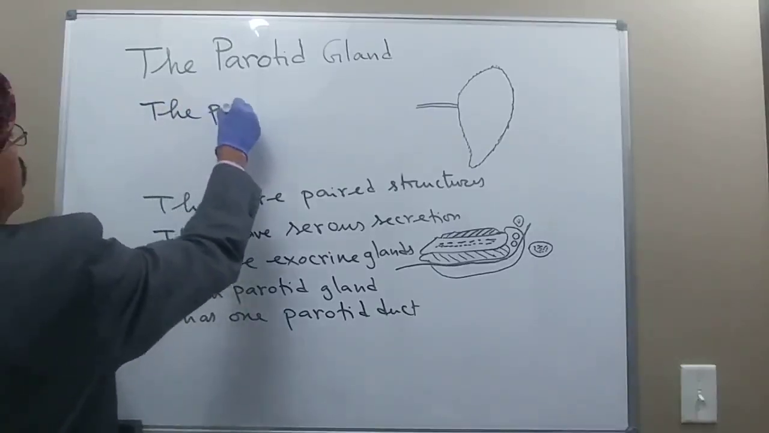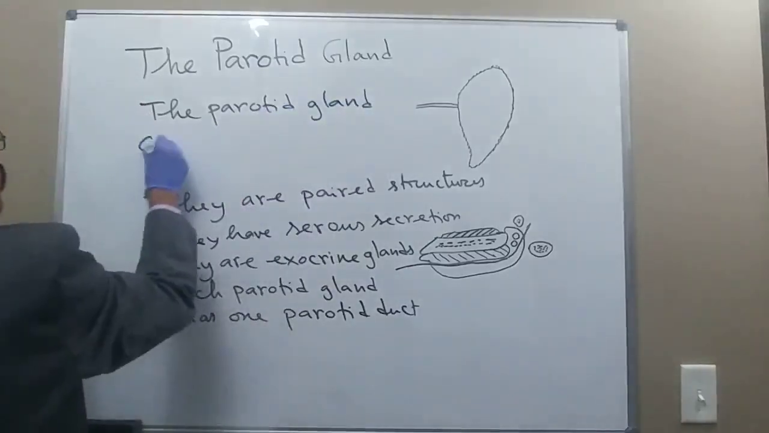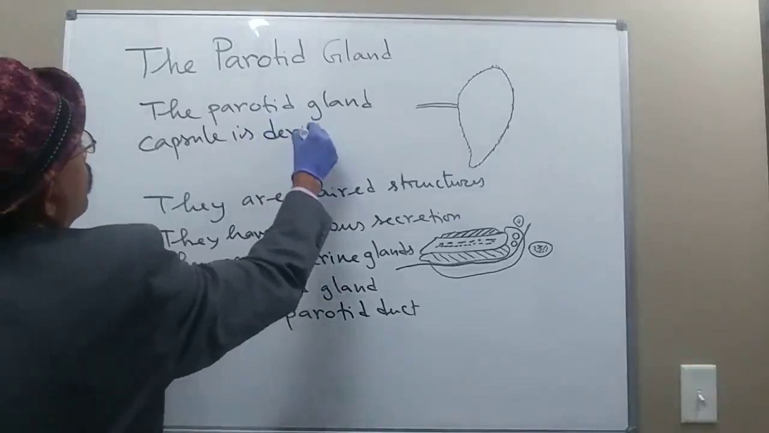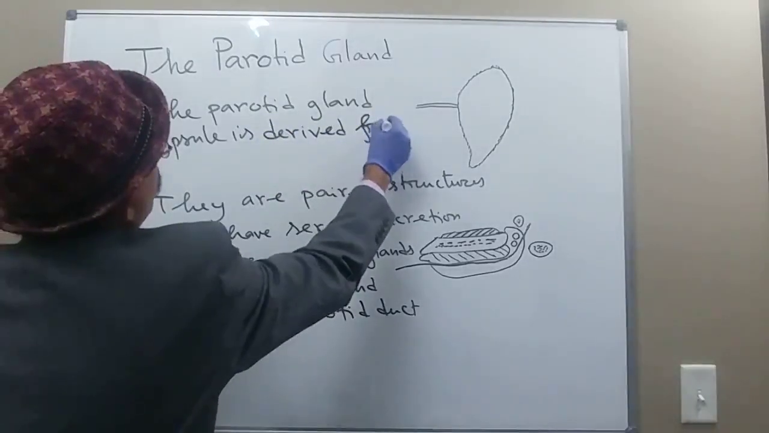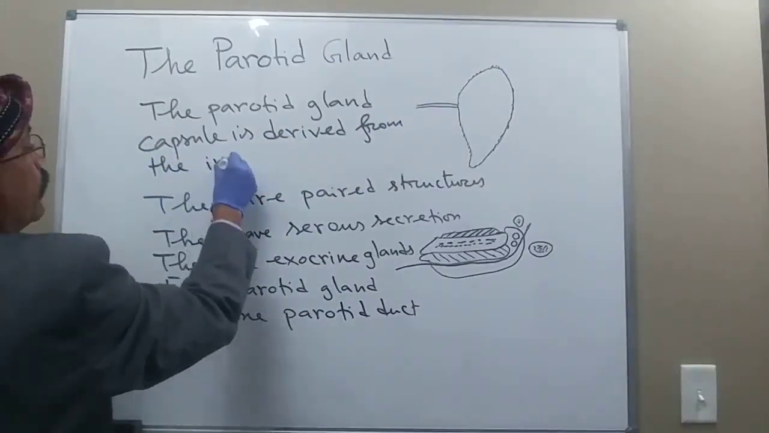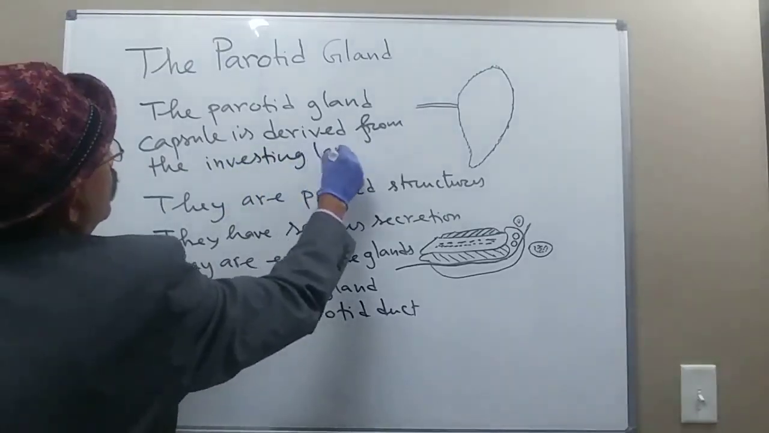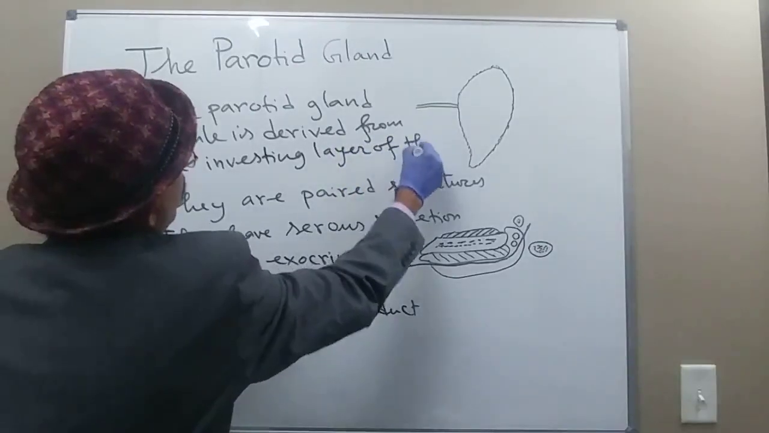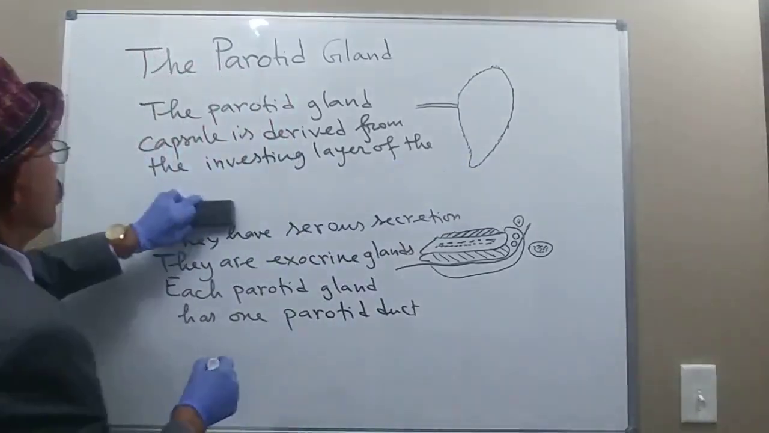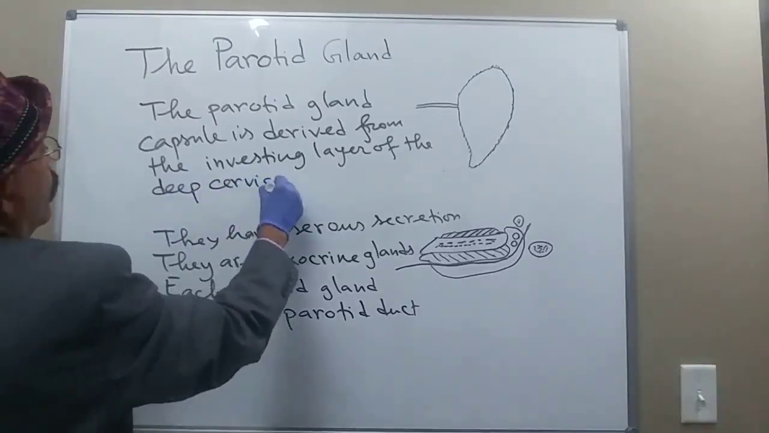The parotid gland capsule is derived from the investing layer of the deep cervical fascia.